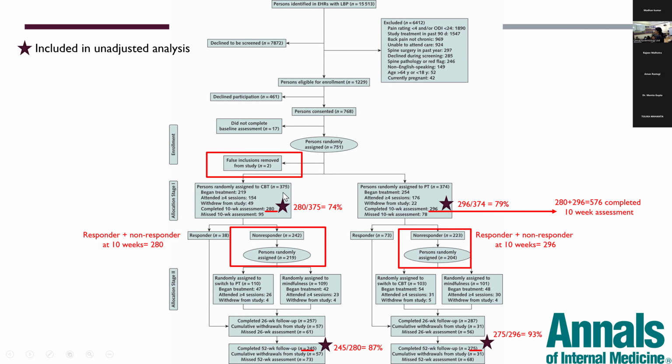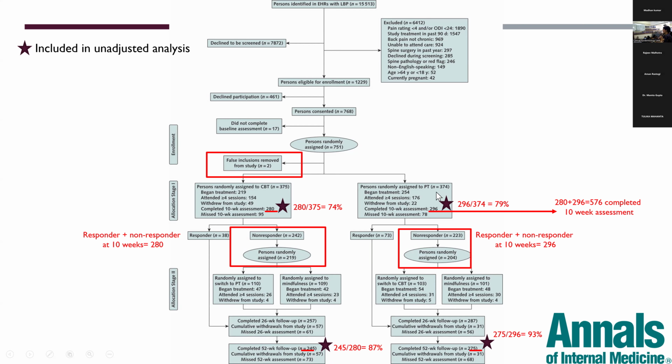So now they assigned 749 in total to either the CBT arm or the PT arm. Now, what they have done is they have looked at who started treatment, who came for more than 4 sessions, who withdrew, who missed the 10-week assessment. So finally, only people who attended more than 4 sessions and completed the 10-week assessment have gone on to the next stage. That is only 280 out of 375, that is 74% of the people.